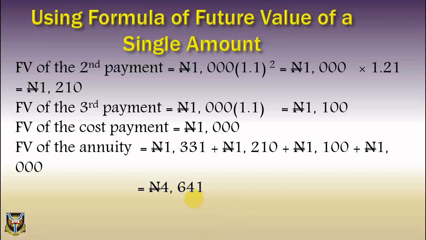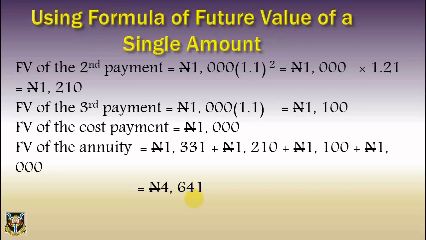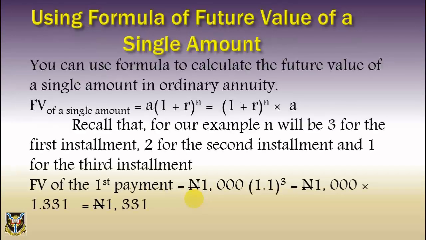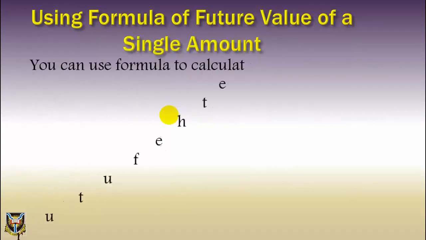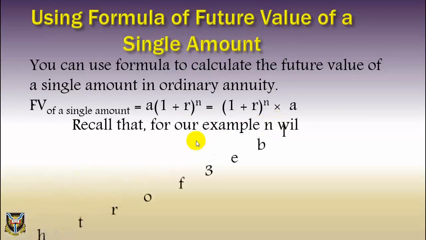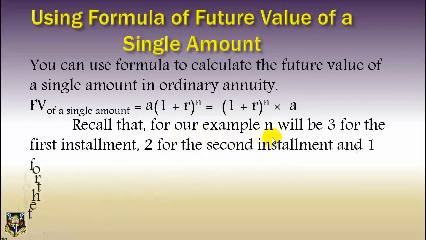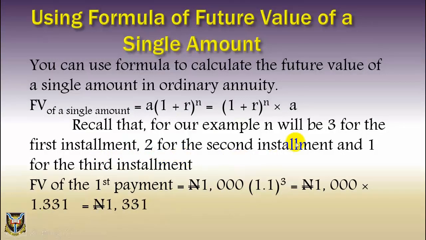G. Using formula of future value of a single amount. You can use formula to calculate the future value of a single amount in ordinary annuity. FV of a single amount is equal to A(1 + R)^n, which is equal to (1 + R)^n times A. Recall that for our example, n will be 3 for the first installment, 2 for the second installment, and 1 for the third installment.